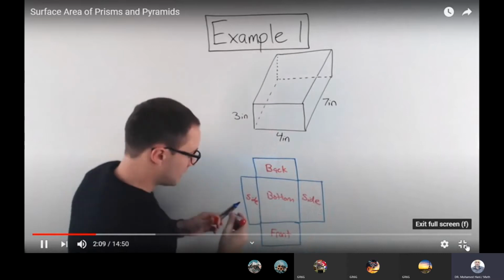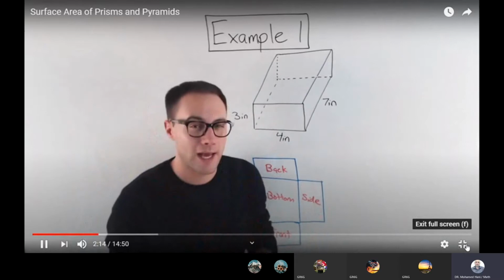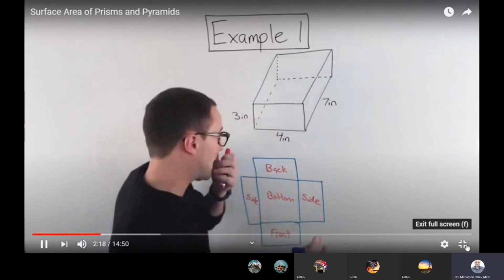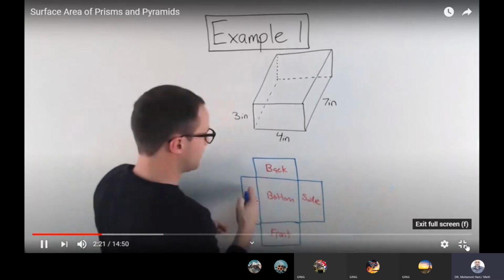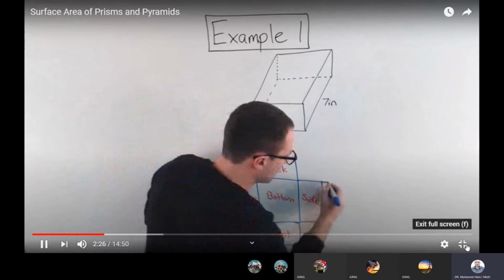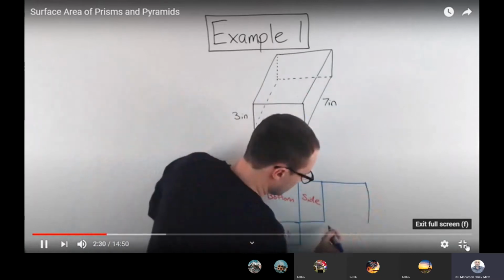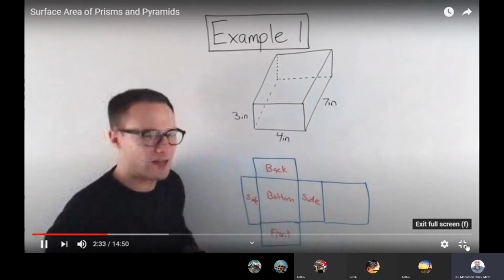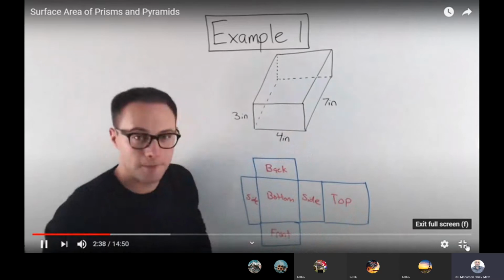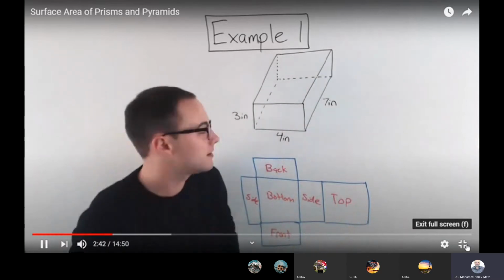And last but not least, and this is the one thing that a lot of people forget when they're making the net, is the top. And if you remember that, that's great. You can either put it on this side or this side, kind of like it folds all the way over. I'll just put it over here. That's going to be the same size as the bottom. Do your best. Obviously, it's not going to be perfect, but that's okay. So that is the top. So there's my net.